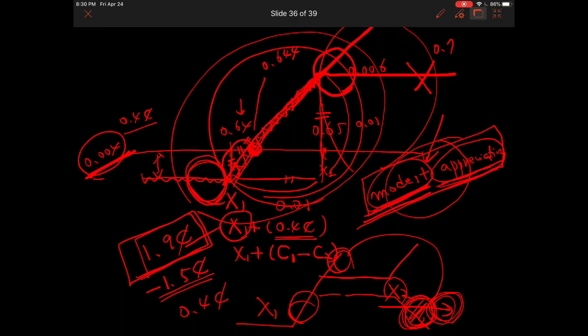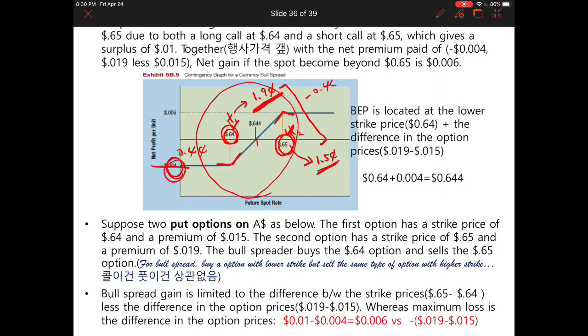Let me get back to the original one. So now you can see here the break-even point is the same number I mentioned there, right? The highest one is here, 0.6 cents. The minimum is 0.4 cents, right?